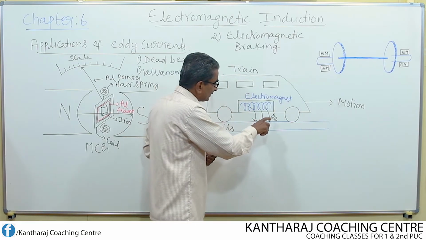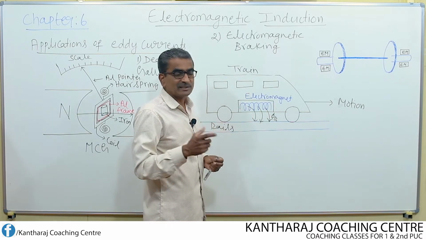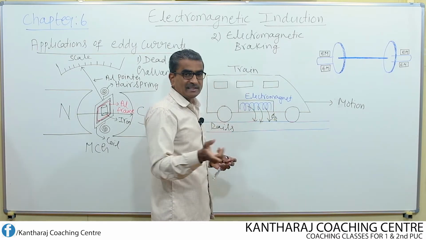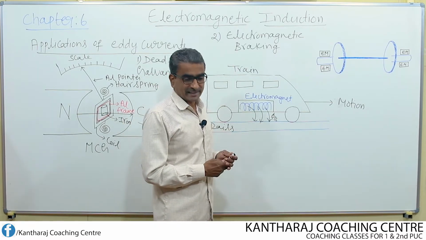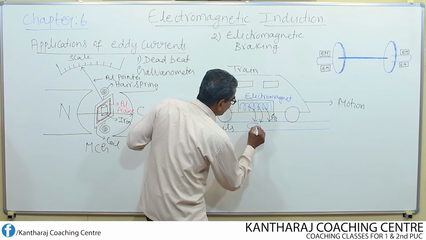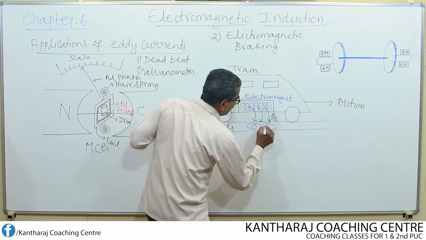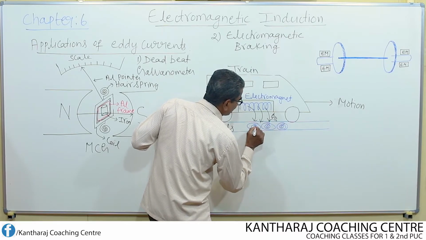As a result of that, this change in flux linking with the rail induces an EMF in the rail, and this induced EMF in turn produces the eddy currents. Eddy currents in the rails like this. Circulating current, that means current which flows in the form of concentric circles.